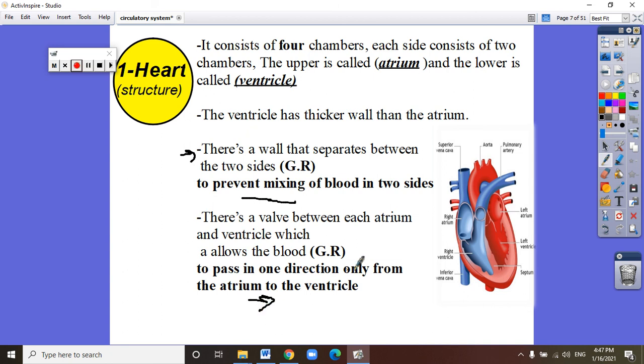And he can ask you this question in other words. He can ask you this question as: give reason, the blood has one direction inside the heart. So the answer will be: because there is a valve that prevents the blood from returning back from the ventricle to the atrium.